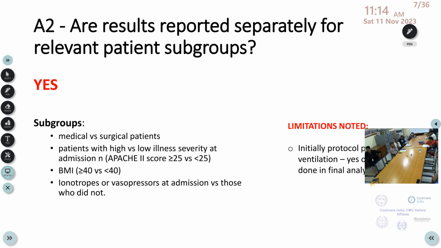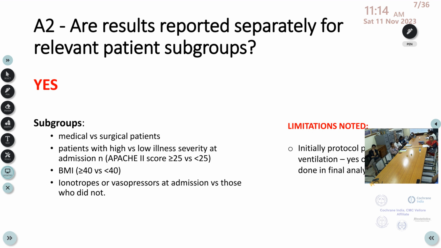They look at APACHE II score, which is looking at the severity of illness. So definitely patients come in more severe, more than 25 is a cutoff, versus patients come in less severe, the overall cost of treatment will vary. Then the BMI, and then inotropes or vasopressors at admission.